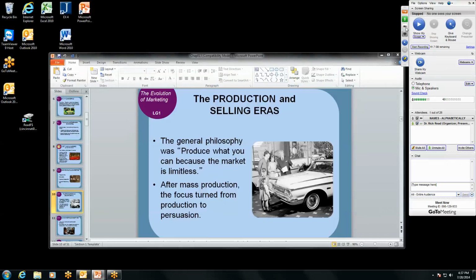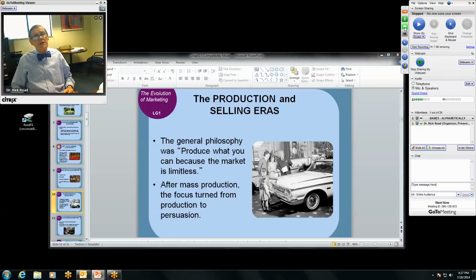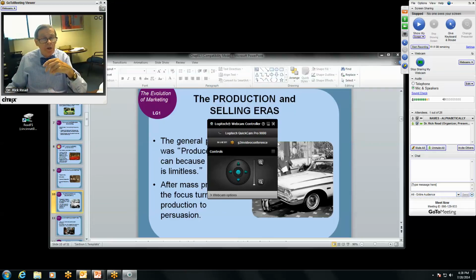Now this is the production and selling eras, and pretty much they follow along with each other. Production was, let's just produce stuff because the market's limitless. Well, in fact, no market is limitless. Sometimes it reaches a saturation point, or in some cases the market may not be what you expect it to be. And then we had this production. They talk about here mass production.